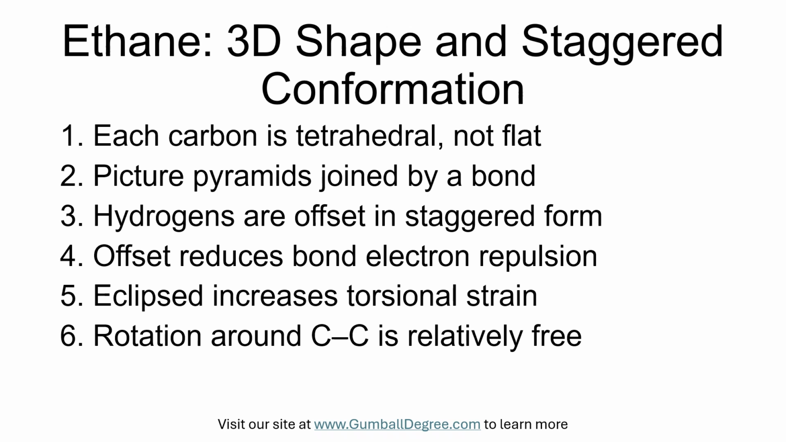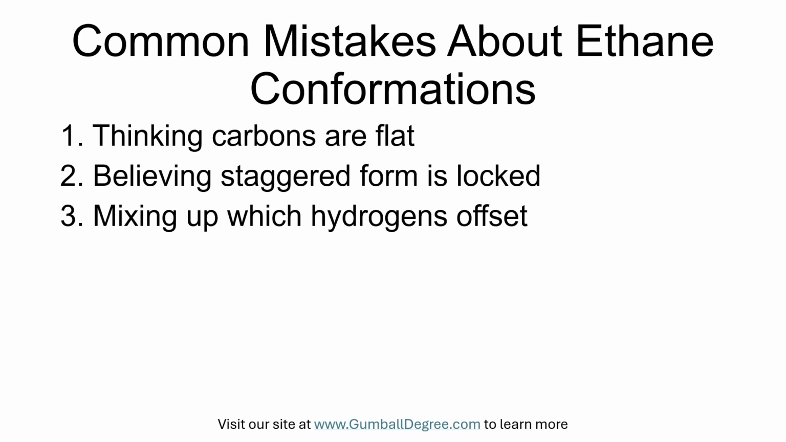The alternative is the eclipsed arrangement, where hydrogens line up with each other, and that increases torsional strain because bonding electrons are closer together, so the staggered form is lower in energy. Rotation around the single bond is relatively free at room temperature, so molecules spend most of their time near the staggered geometry.